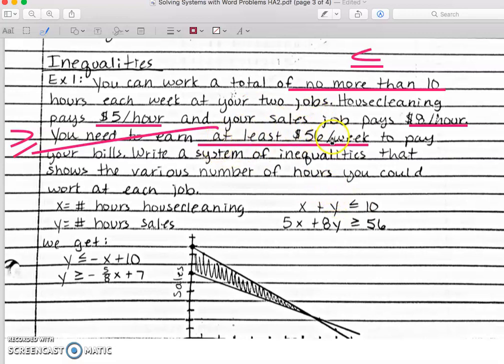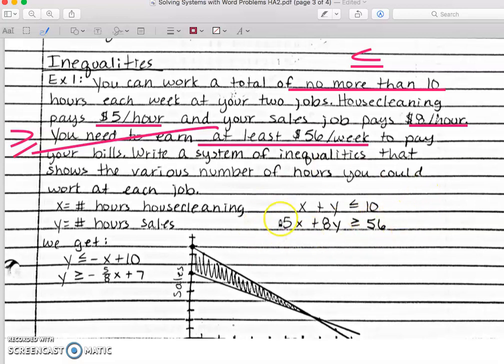I know I have to earn at least $56 a week. So I have to take the amount I'm earning at each of my jobs, multiplied by the number of hours and added together, and that has to be greater than or equal to 56. So I have 5 times my number of hours house cleaning, plus 8 times my number of hours at sales, has to be greater than or equal to $56. That way I can pay all of my bills. Once I have this, it's just like what we were doing yesterday. I have to put both of these into slope-intercept form, and then I just graph them and plug in a value to figure out which way I'm shading from each line.